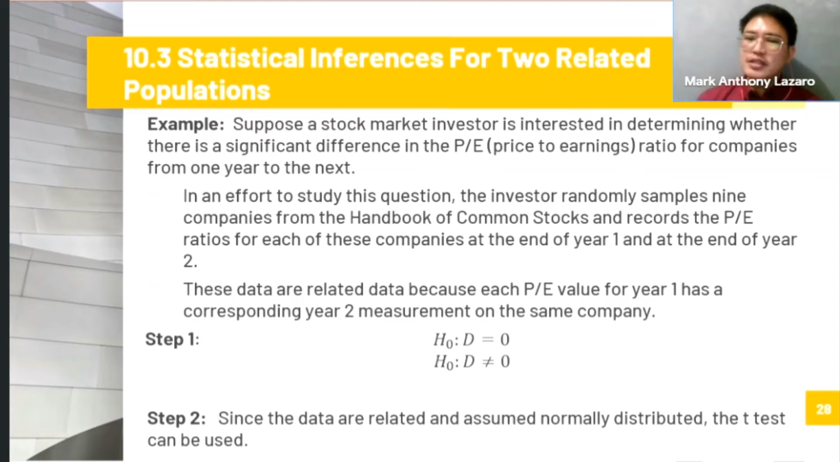Assume that differences in price-earning ratios are normally distributed in the population. Step 1 is hypothesize. The null hypothesis is that the mean population difference equals 0, and the alternative hypothesis is that the mean population difference is not equal to 0. Step 2 is testing. Since the data are related and assumed normally distributed, the t-test can be used.